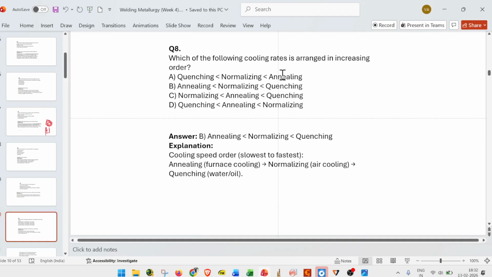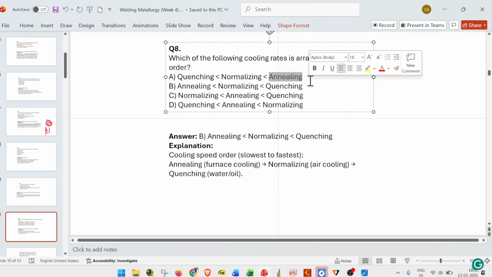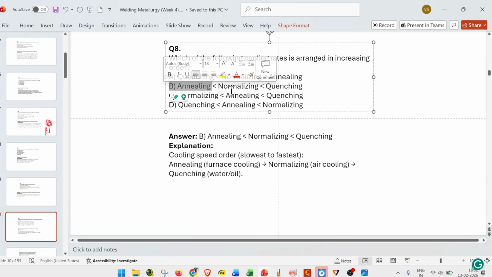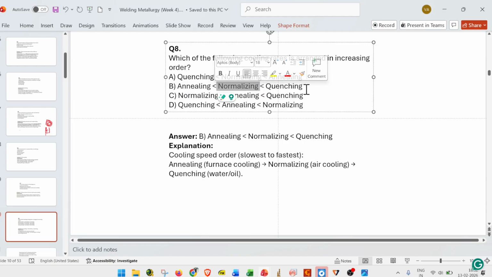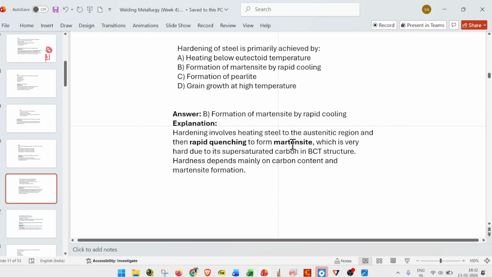Okay. Next, arrange the following cooling rates in increasing order. Quenching will be a much faster cooling rate. Normalizing is moderate, and annealing will be the slower cooling rate. So the answer will be annealing, normalizing, and quenching.